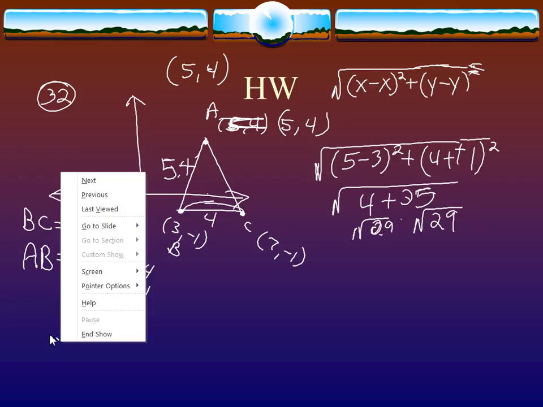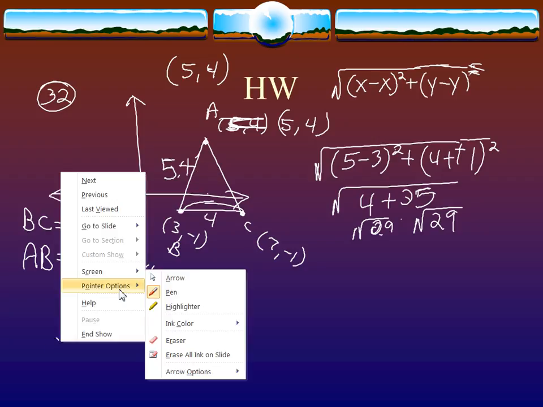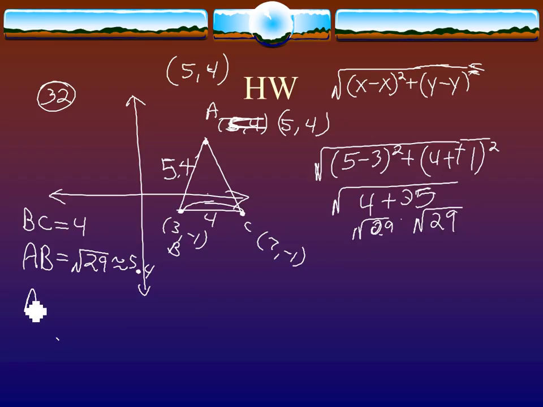What's the other side that we still have to find? So segment AC. Come over here, do the same thing. Use the distance formula. What's the x coordinates for A and C? 5 and, what is 5 minus 7? -2, -2 squared. Chelsea, you don't know what -2 squared is? Positive 4, right?